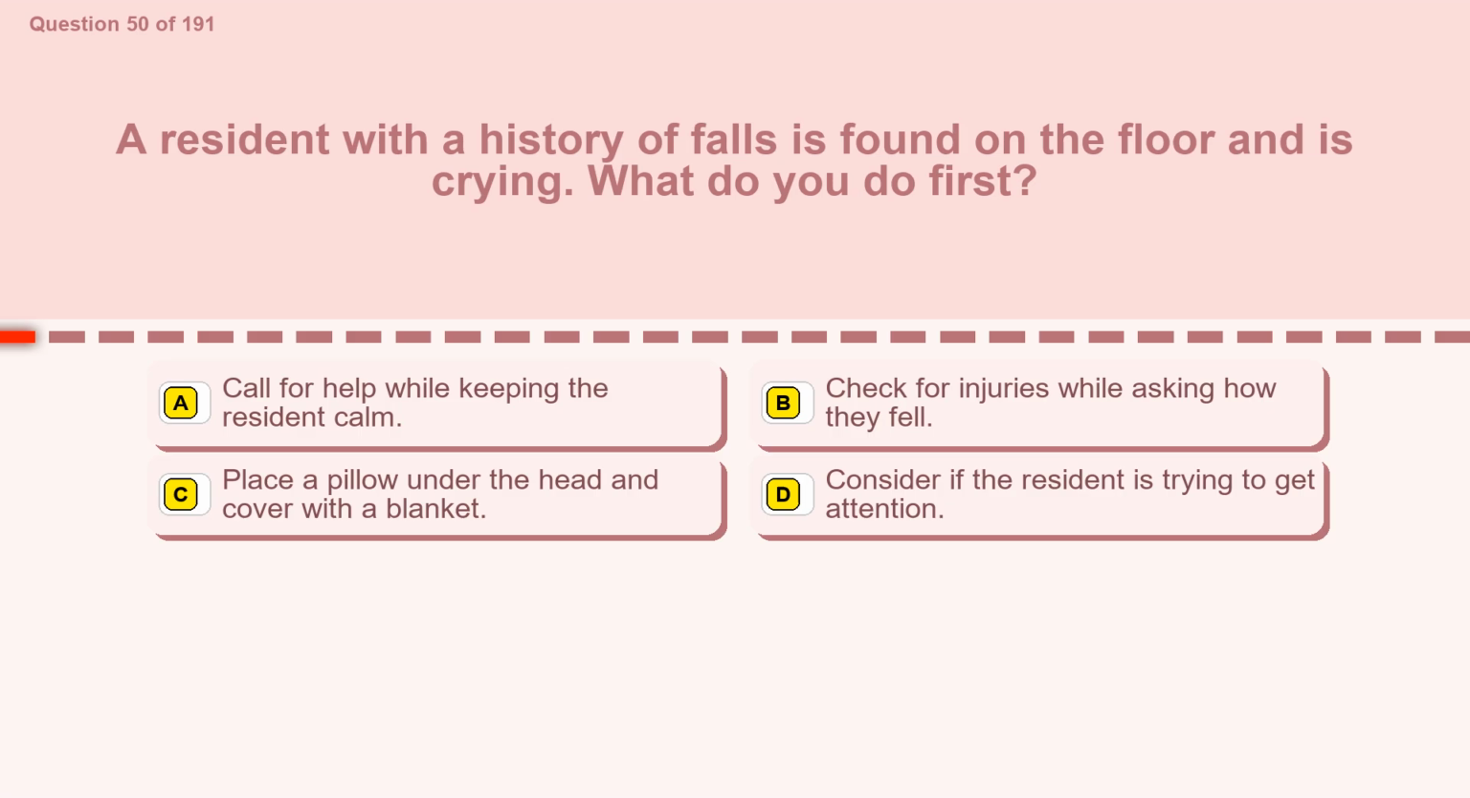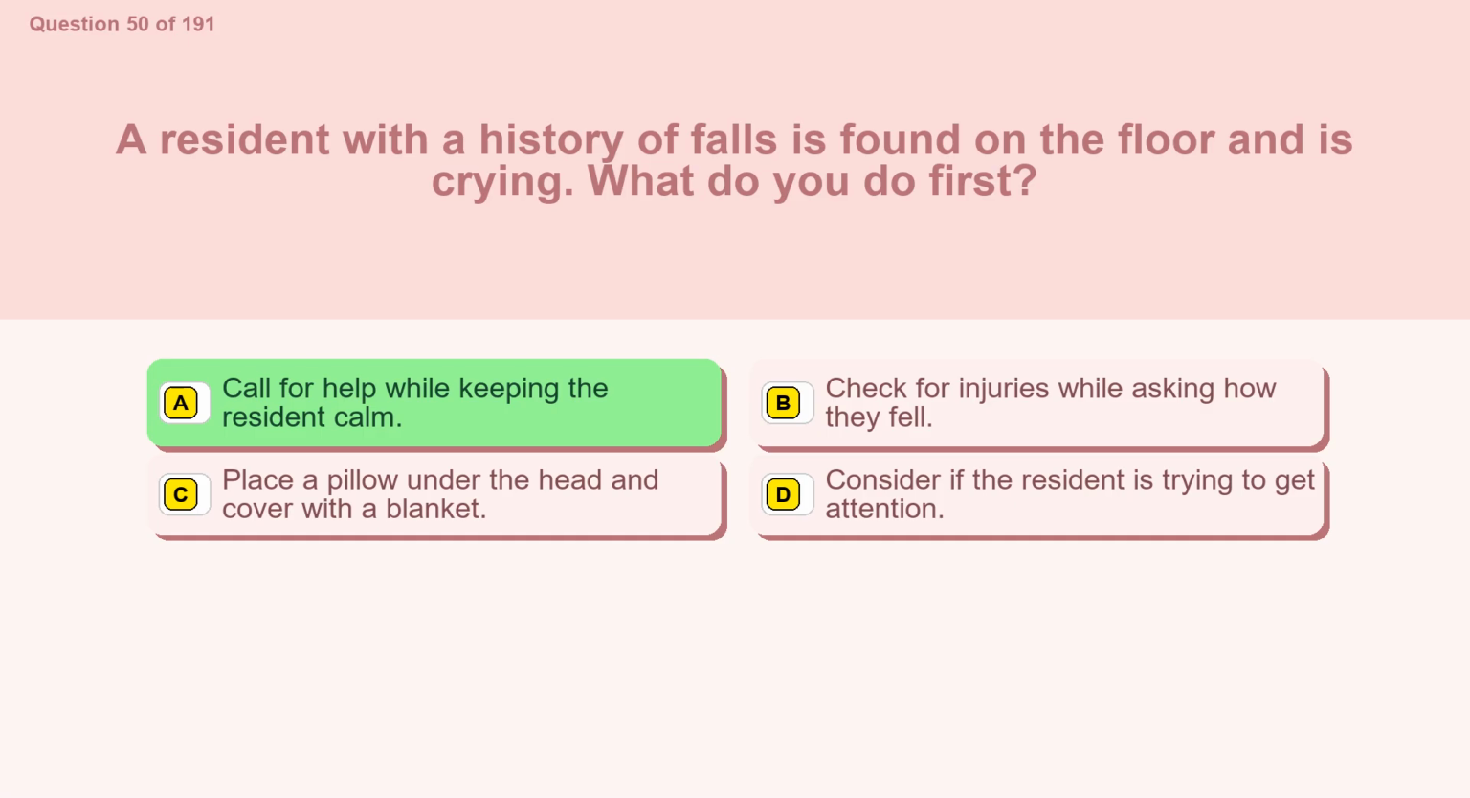Question 50. A resident with a history of falls is found on the floor and is crying. What do you do first? Option A. Call for help while keeping the resident calm. Option B. Check for injuries while asking how they fell. Option C. Place a pillow under the head and cover with a blanket. Option D. Consider if the resident is trying to get attention.